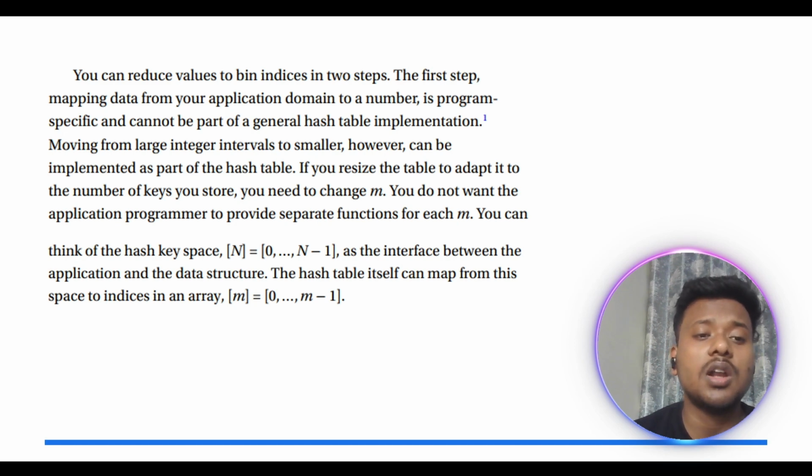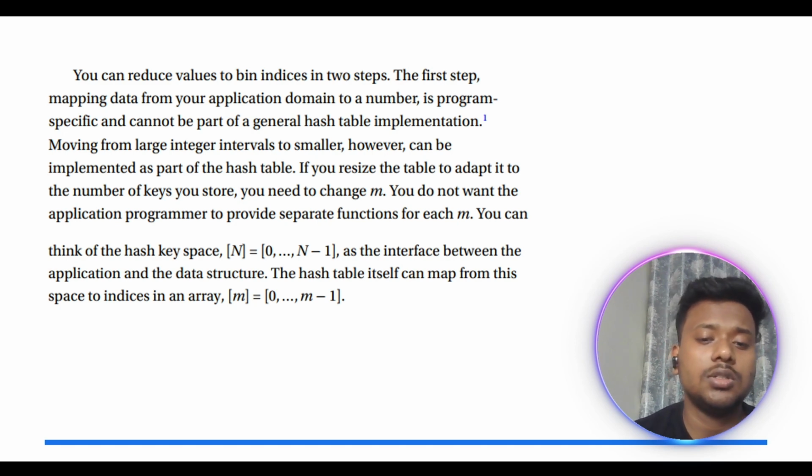Moving from large integer intervals to smaller, however, can be implemented as part of the hash table if you resize the table to adapt it to the number of keys you store. You need to change M. You do not want the application programmer to provide a separate function for each M. You can think of the hash key space, where n can be from 0 to n minus 1, as the interface between the application and the data structure.